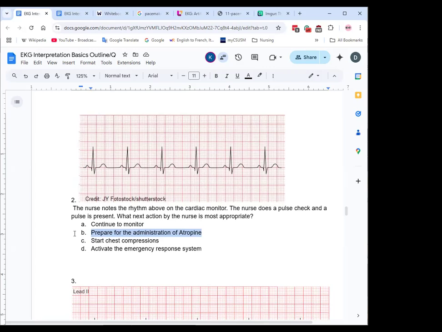Me with my hypothyroidism, yay. And people who are very athletic, runners, people who go to the gym a lot, can have sinus bradycardia.